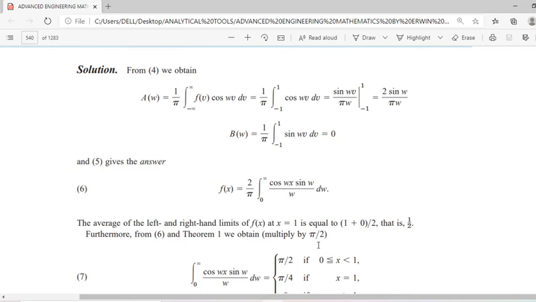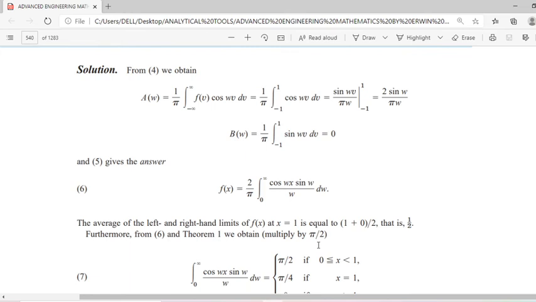I think you should have sufficient mathematical knowledge to study all these steps. We cannot repeat all these steps again and again. You should have basic knowledge at the BSc level. If you are from a BSc statistics background, you should have the knowledge at the BSc mathematics level. So you have to study all the steps. So a(w) is calculated like this, and b(w) will be equal to 0.